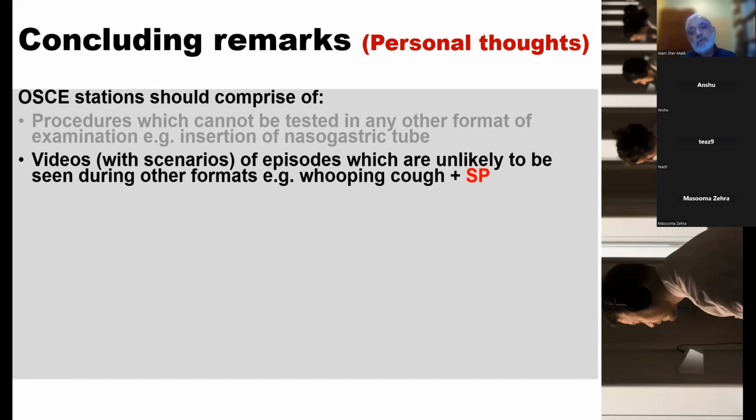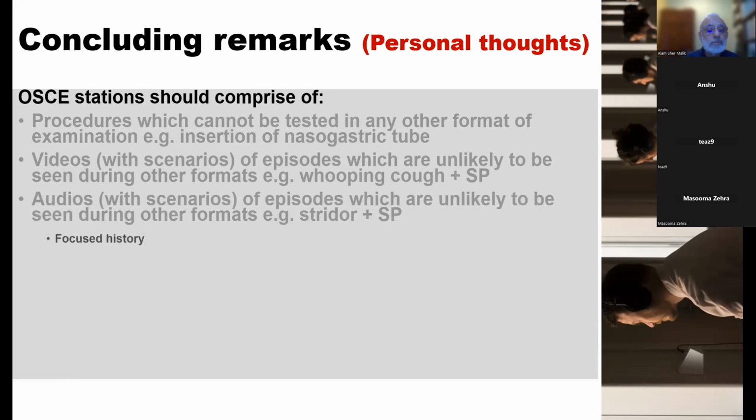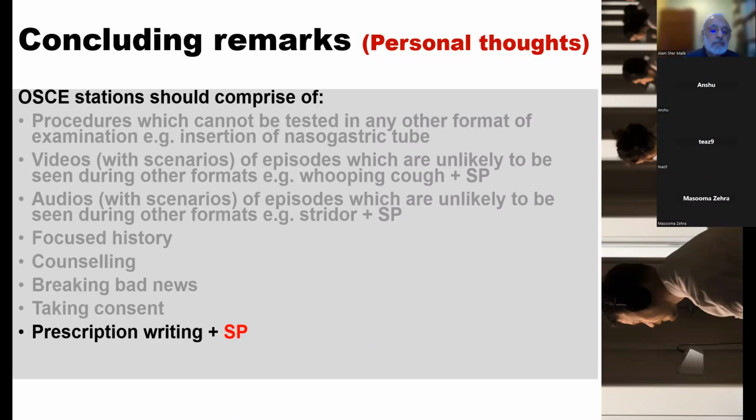So there's a video and there's a simulated patient, and we can construct an OSCE station on that. Audios with simulated patient, for example, stridor and other sounds. Stations for focused history, stations for counseling, breaking bad news, although that would be mainly at the postgraduate level rather than undergraduate level. Taking consent from the patient and, for example, prescription writing.